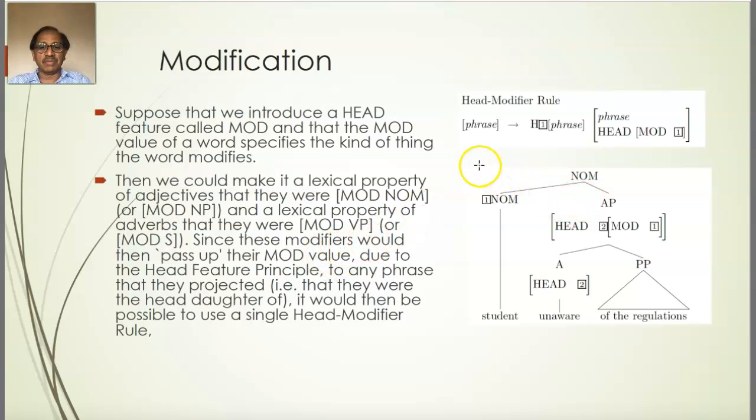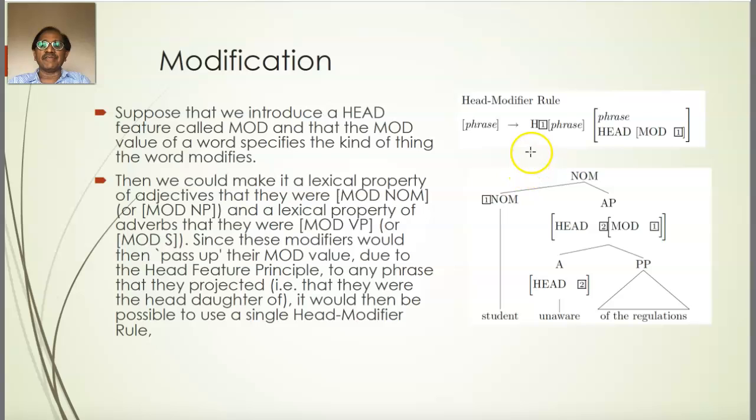You remember the head feature principle. By the head feature principle, what happens? The head value of the daughter node will be passed on to the head value of the mother node. So if mod is a part of the head value, then the mod value will be passed on to the mother node. So by the head feature principle, the modifier would then pass up its mod value to any phrase that it projects. It may be S, it may be NP, it may be a VP.